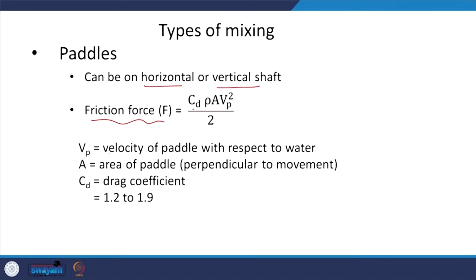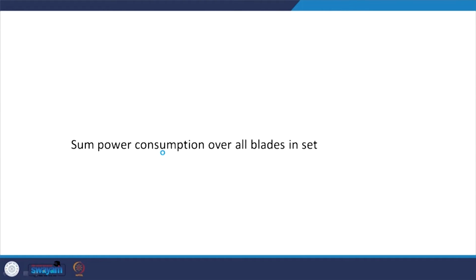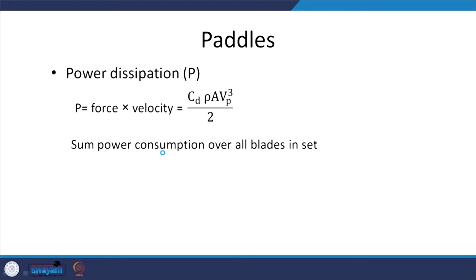Let's see what we have. Velocity of the paddle with respect to water, and area of the paddle, and coefficient of drag, which will depend upon length to width ratio. So that's something you can get from the relevant tables. This will be the friction force. How will I be able to get power? It will be force into velocity, as we looked earlier, and the velocity of the paddle. So force into velocity, that's what we have.